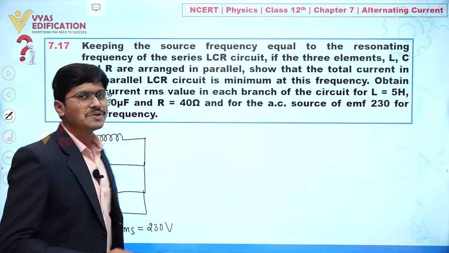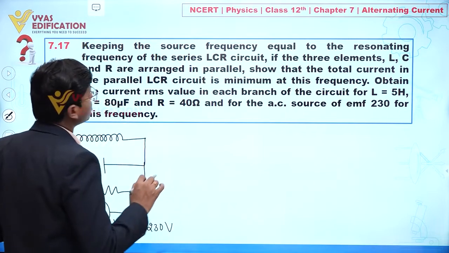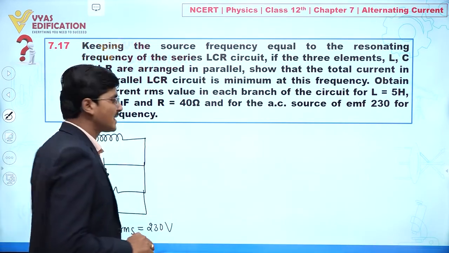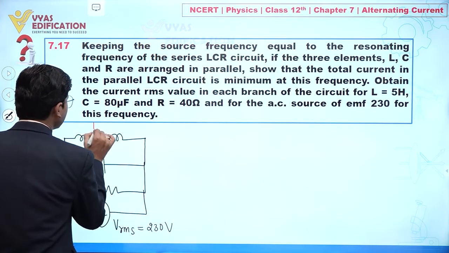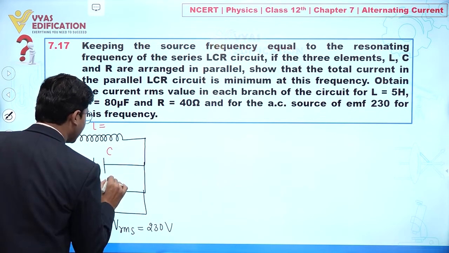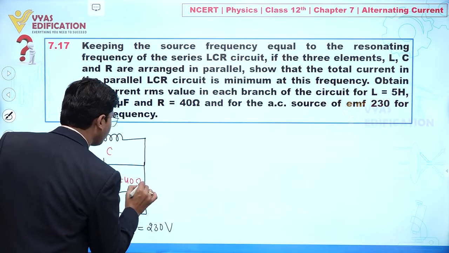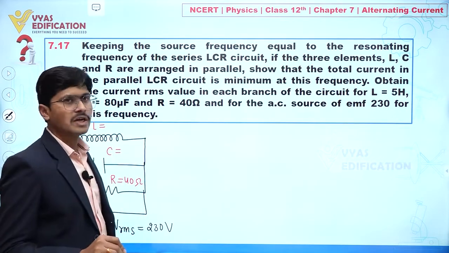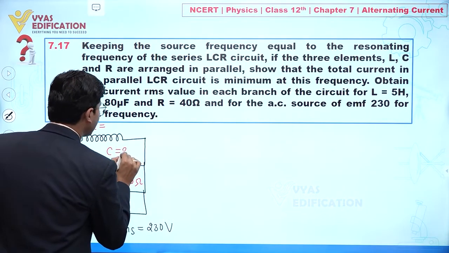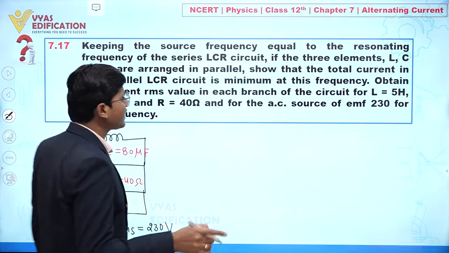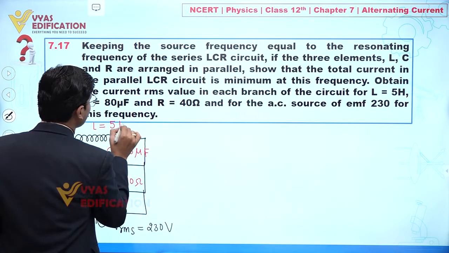Now in this question it is given that the source frequency is equal to the resonant frequency of the series LCR circuit. So now we can see the values of L, C and R given in this question. The R value is 40 ohm. The value of C is 80 microfarad. And what about L? The inductance is given as 5 Henry.